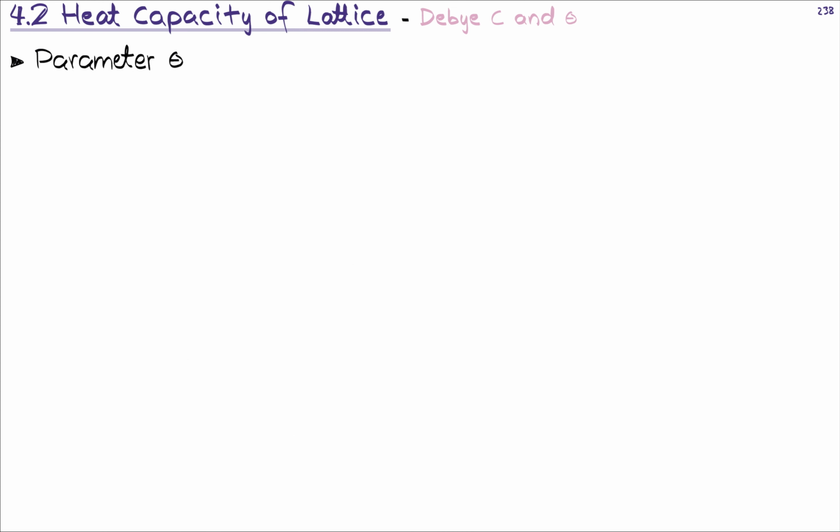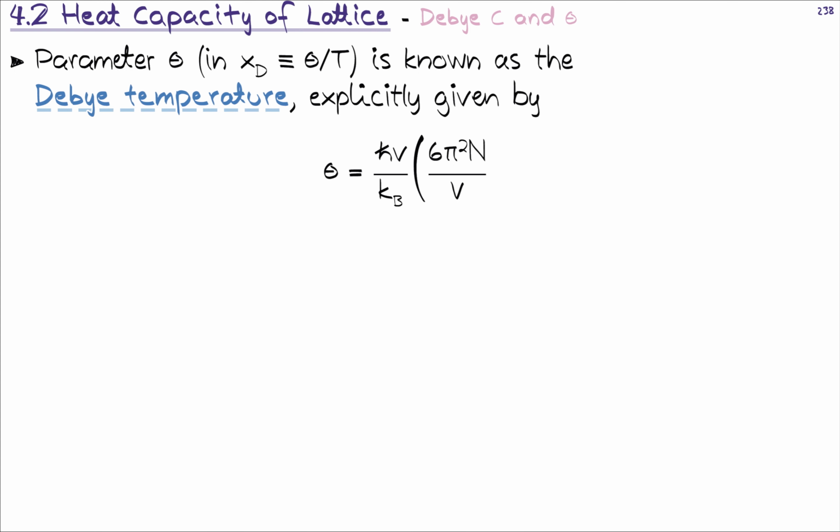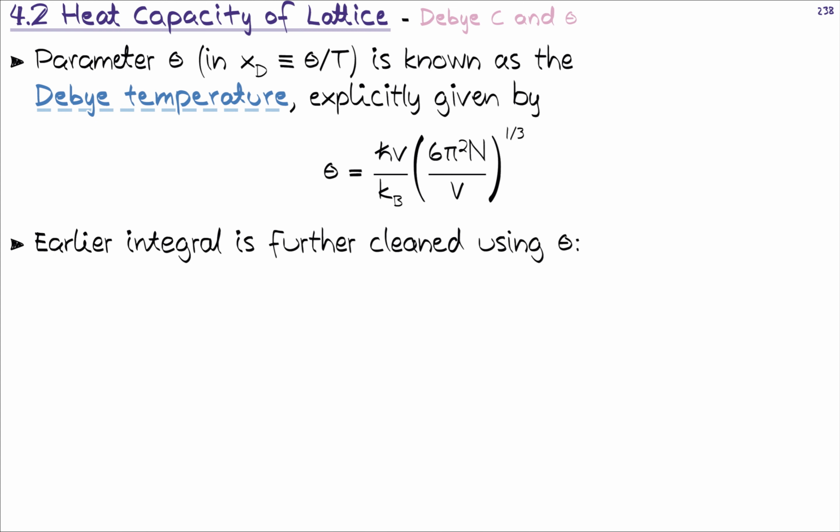So the parameter theta, as in the x_D, was defined to be theta over T. That's known as the Debye temperature, and explicitly it can be given in the form of h bar times v divided by k_B, and then we have the cube root of 6 pi squared times N, the number of states in our volume, divided by V, the volume of our system. And with this, the earlier integral can be cleaned into a quite neat form.